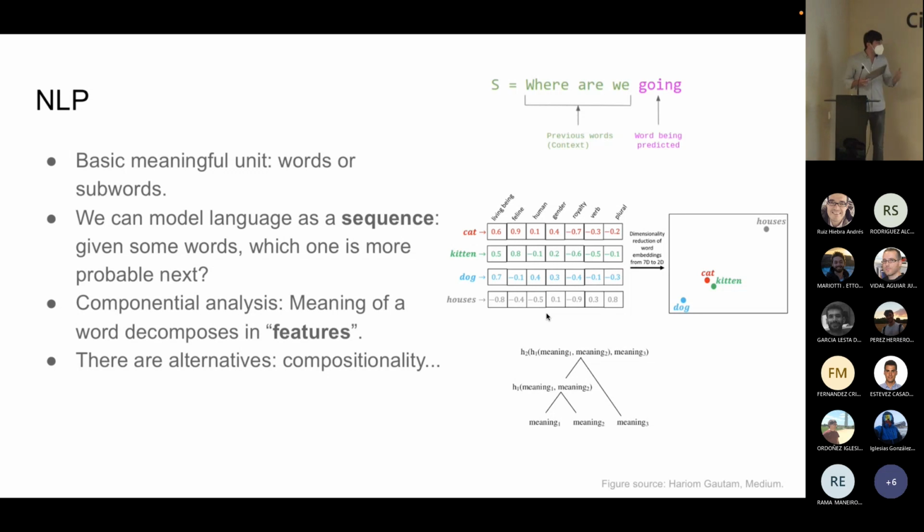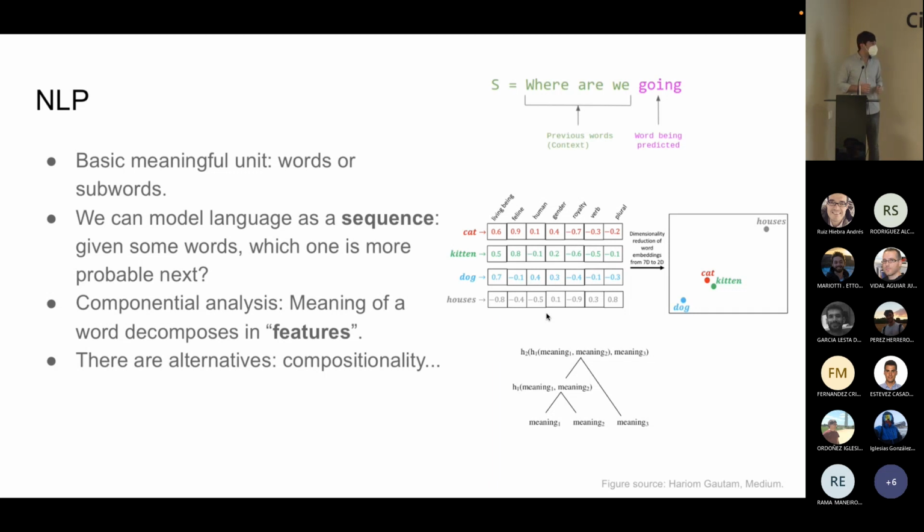So the basic units for language are words. We are going to take words as the basic unit. The general approach that most information systems have gone along to represent language has been to create numerical vectors that represent words.